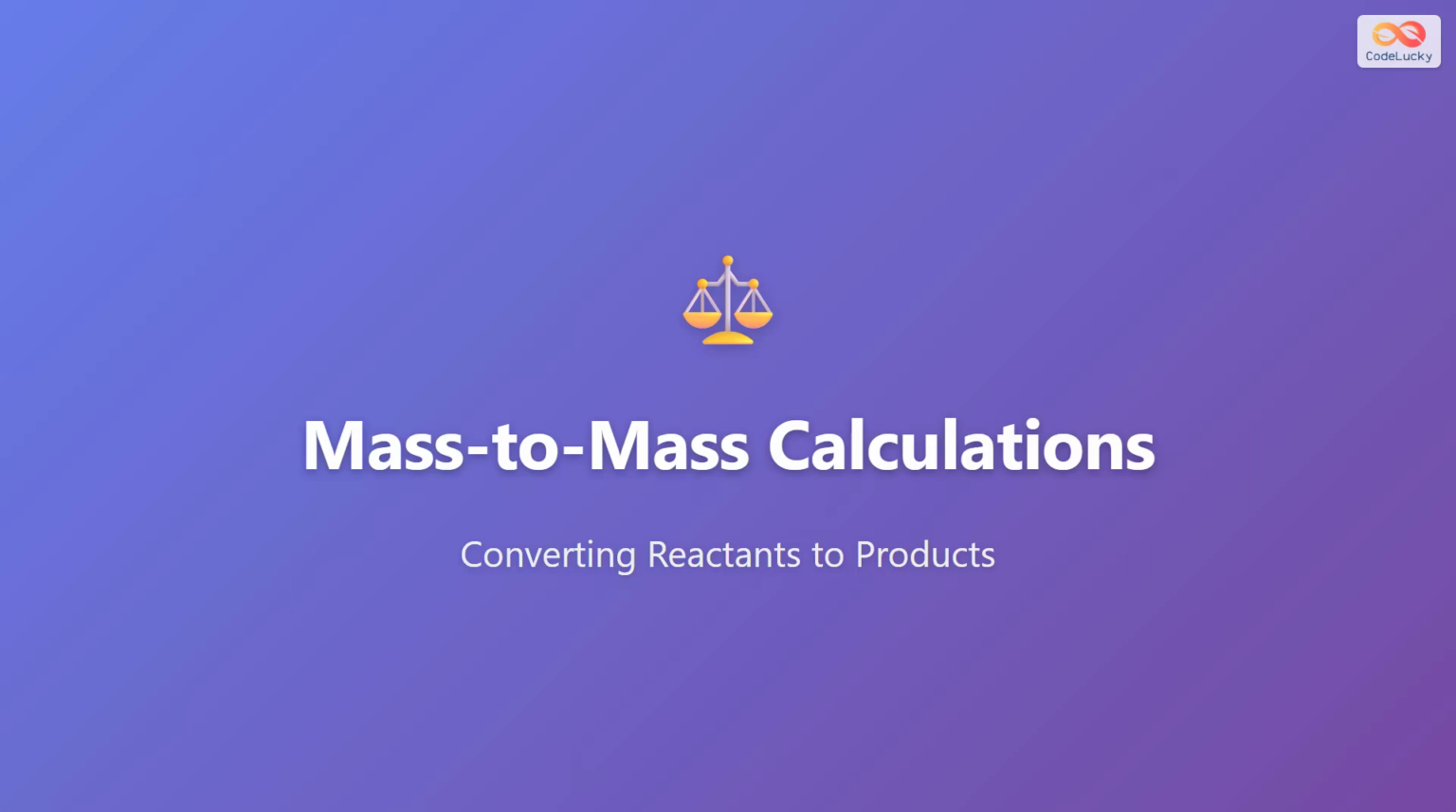Welcome to this lesson on mass-to-mass calculations in stoichiometry. In chemistry, we often need to determine how much product we can make from a given amount of reactant. This type of problem is fundamental to understanding chemical reactions and is used extensively in laboratories and industrial processes. Today, we'll learn a systematic approach to convert the mass of a reactant into the mass of a product using balanced chemical equations.